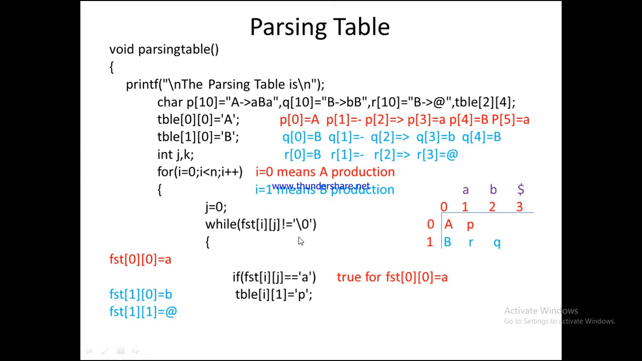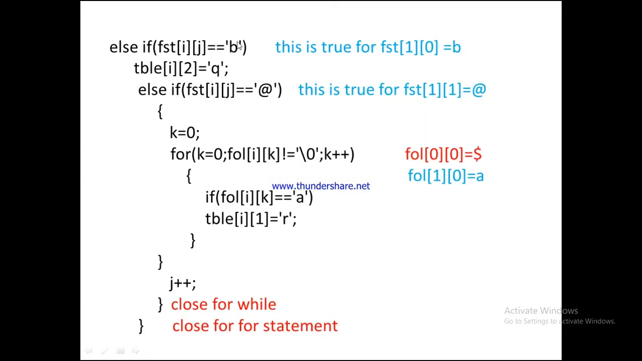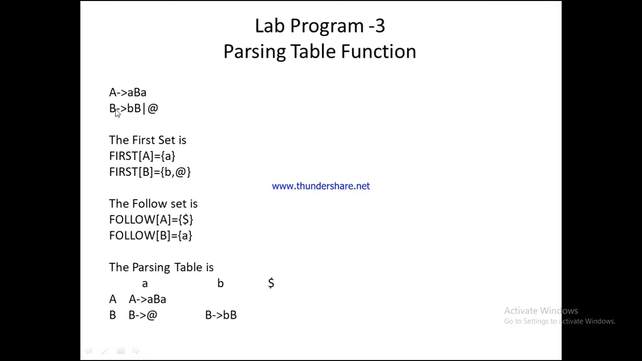What is 1 1? It is epsilon. Is it not equal to null? Yes, so I will come here. Is it equal to A? No. Then I will check, is it equal to B? No. Then is it equal to null? Yes, epsilon. So this becomes true when FST of 1 1 is equal to null. Then I will enter here. What we are doing in this particular else statement is, as I told you, when the first of the body of the production is epsilon, then I should check what is there in the follow of B.